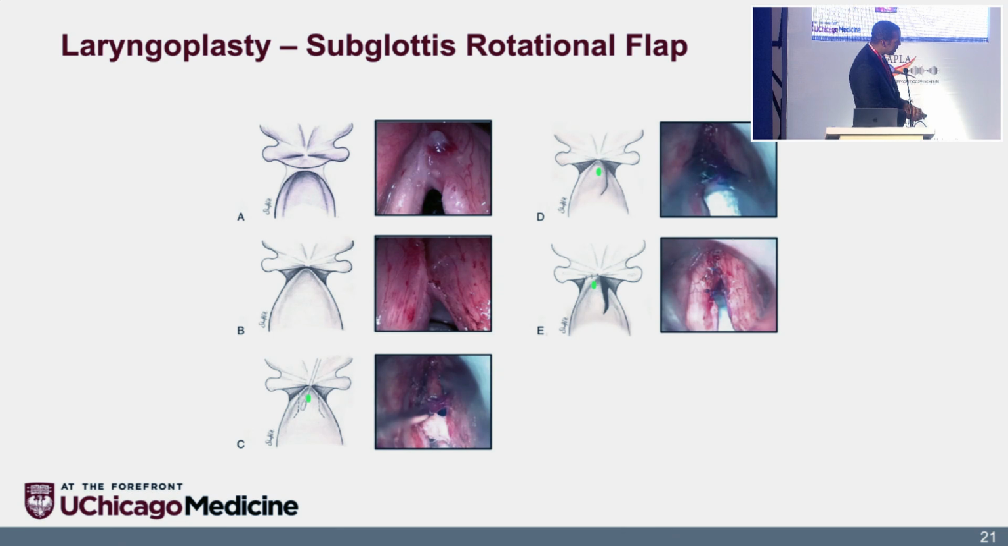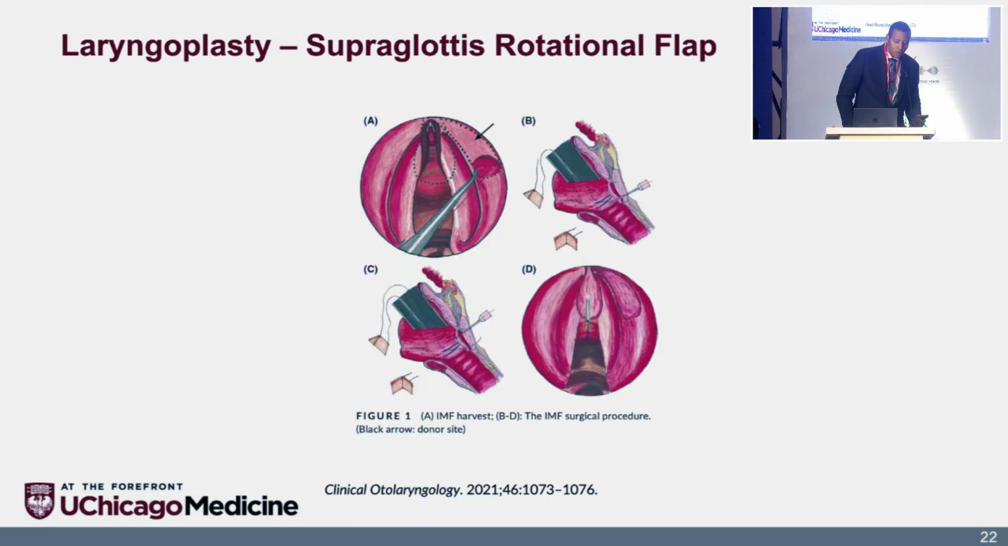The problem is there's not as much laxity of the subglottis compared to, say, the anterior web. And so you can sometimes have difficulty suturing that, and it can drive you crazy. You can see here the suture job is a little bit tight and it doesn't really flow as well as we would hope. So what I use more typically is actually a supraglottic rotational flap.